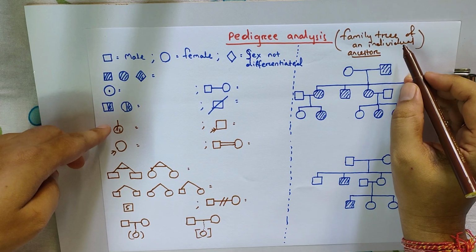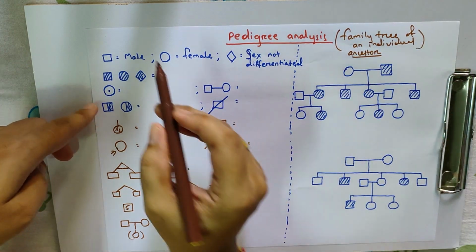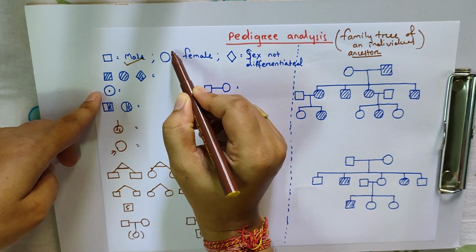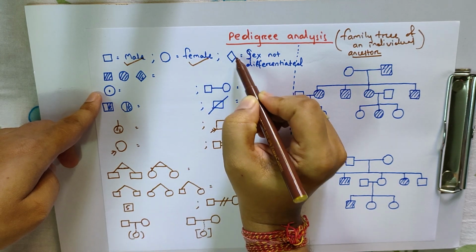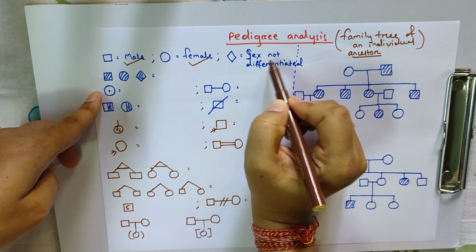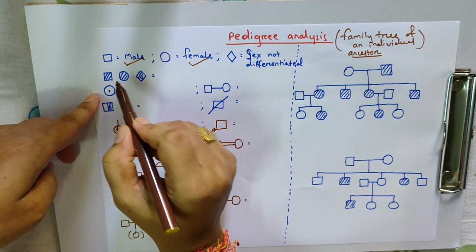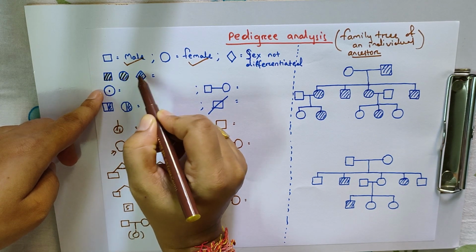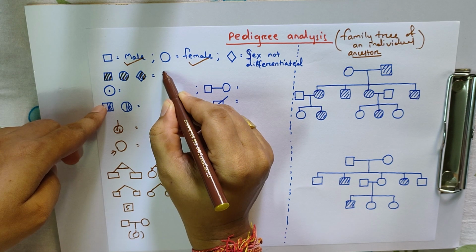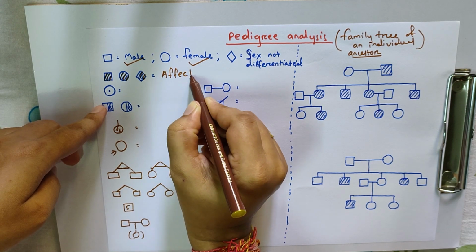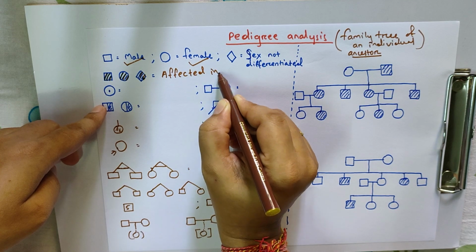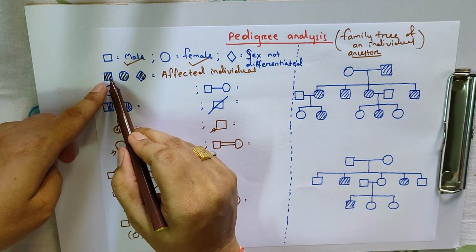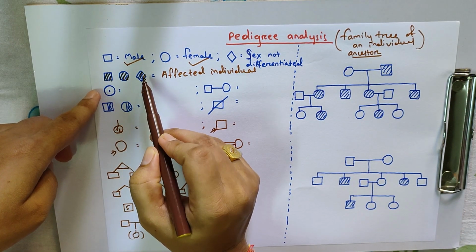Here are the symbolic representations. This box represents male, the round structure represents female. This structure represents sex not determined, that is intersex. When there is this type of structure, it determines affected individuals having disease or disorders: affected male, affected female, affected intersex or sex neutral.